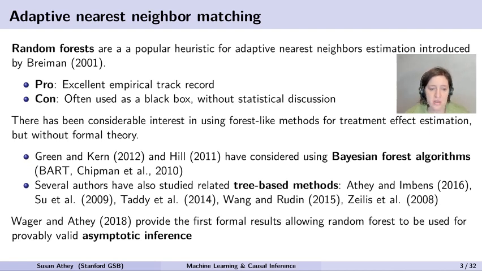In the early 2000s, there were several people that started thinking about using various types of forest methods for treatment effect estimation, but without formal theory. What Stefan Wager and I did in Stefan's job market paper was provide the first formal results allowing random forests to be used with provably valid asymptotic inference. So what we did was we figured out how we can modify forest algorithms in order to make them usable for inference. And those were the first results for prediction with forests of that sort. And then we extended those to estimate causal effects as well.